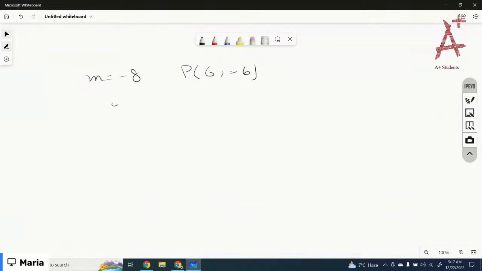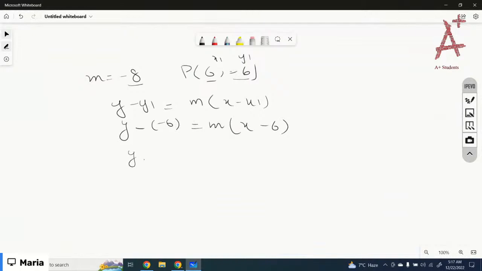It would be y minus y1 equals m times (x minus x1). So here is the slope, here is the x1 and y1. So it would be y minus, here you have negative 6, equals m times (x minus 6). So negative and negative is positive. It would be y plus 6 equals m. Sorry, m is negative 8. Replace the m with the value.